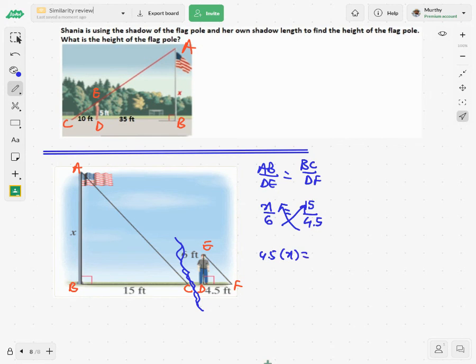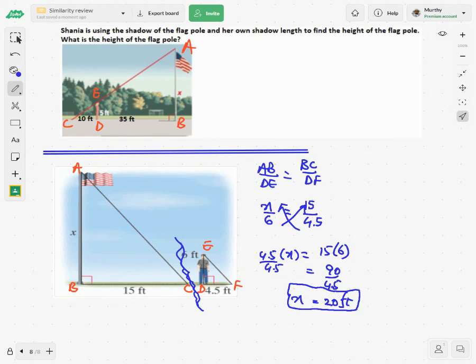If you want, you can compute on your own. Let me grab my calculator. 15 times 6 gives me 90, over 4.5. I guess it's 20 feet. I'm not using the calculator. Yeah, 4.5 times 2, that gives me 20 feet.